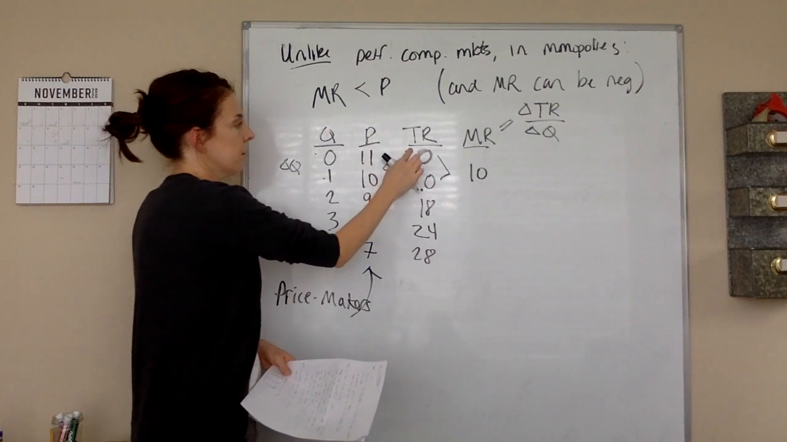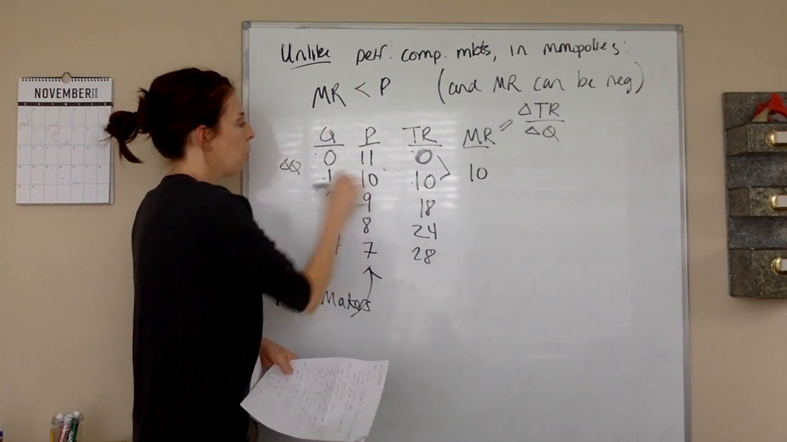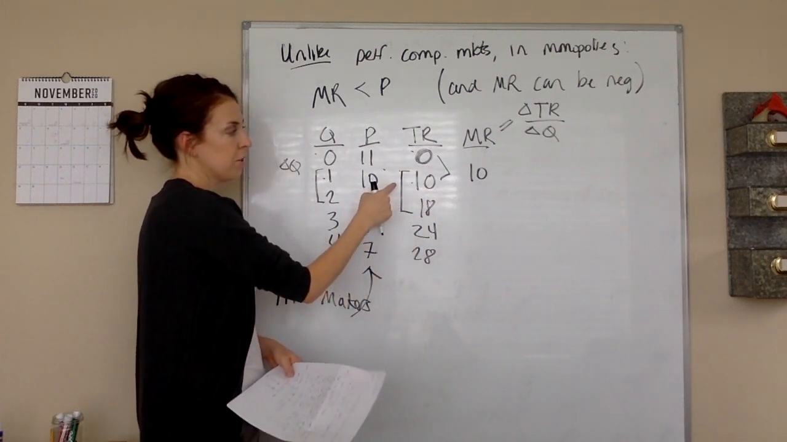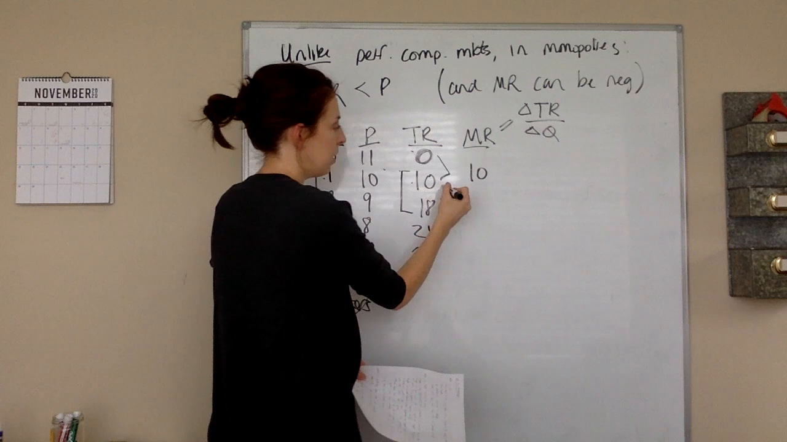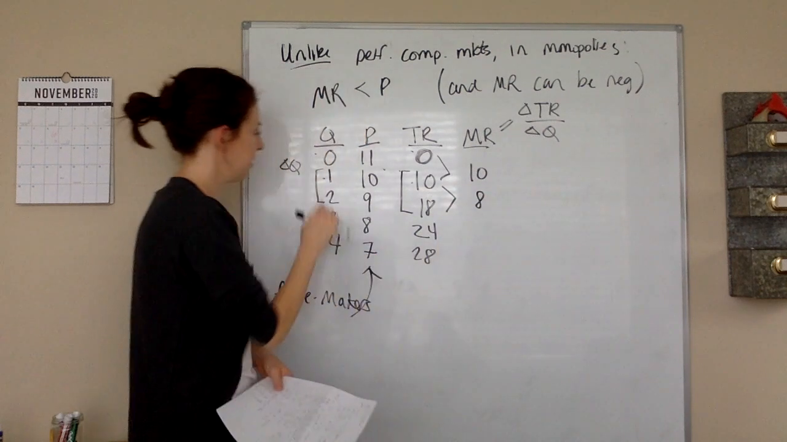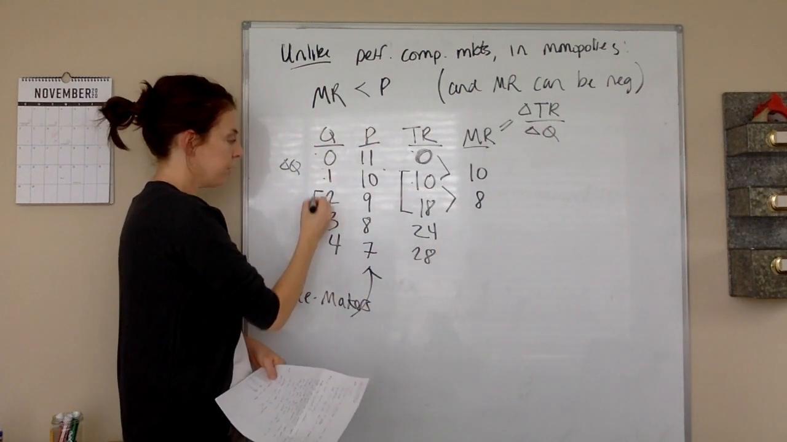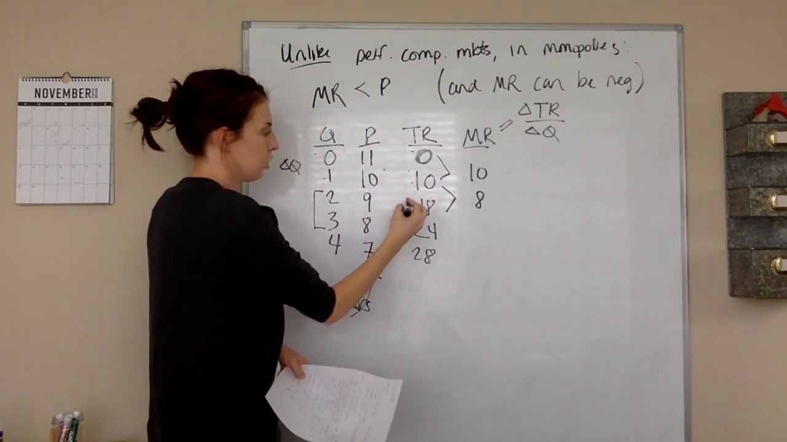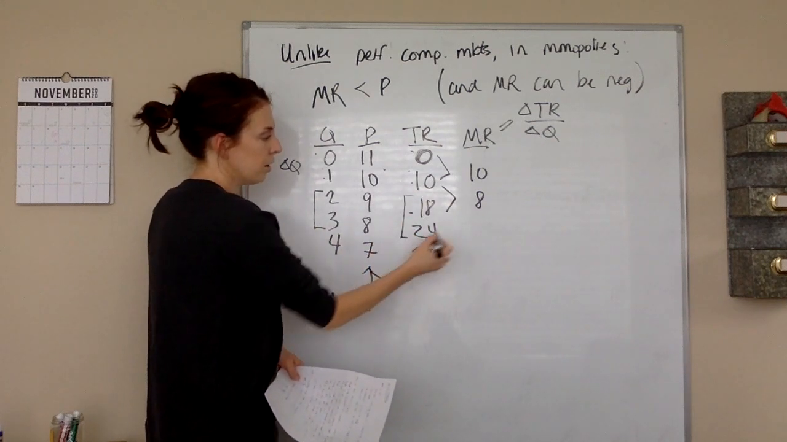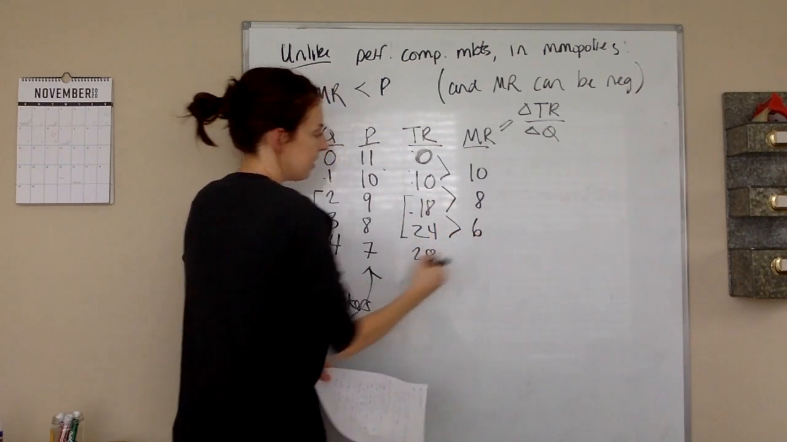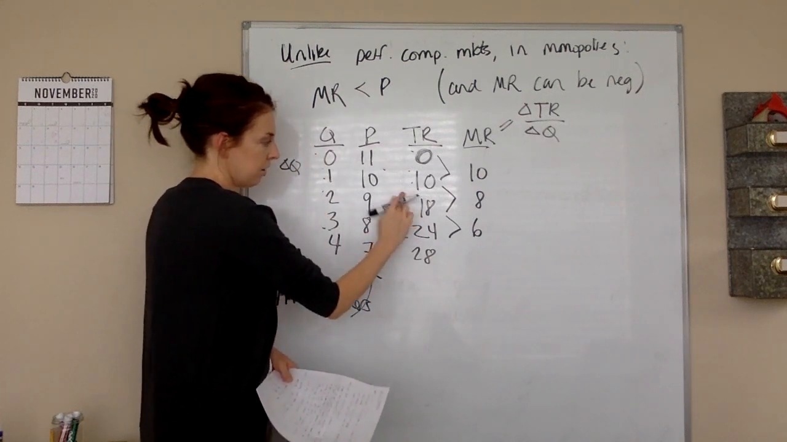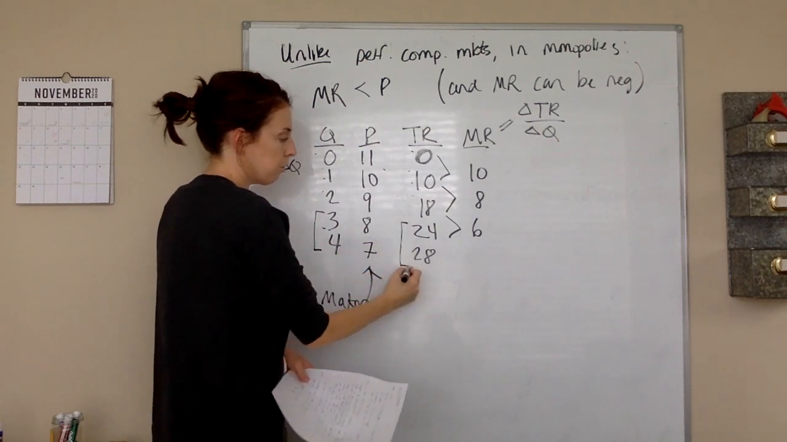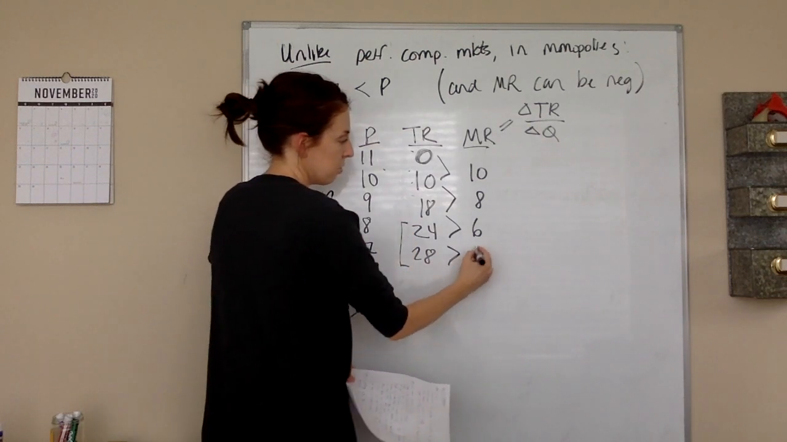Now, if they change their quantity from 1 to 2, their total revenue changes from 10 to 18, so there's a marginal revenue here of 8. If they change their quantity from 2 to 3, that's a 1 unit change in quantity, and there's a change in total revenue from 18 to 24, so the marginal revenue is going to be 6. And the last one here is if they change their quantity from 3 to 4, total revenue goes up from 24 to 28, so the marginal revenue is going to be 4.